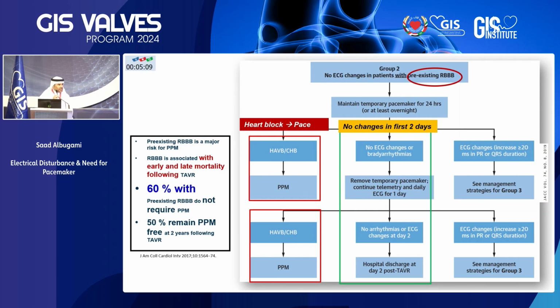Right bundle branch block is associated with late and early mortality. 60% of patients with pre-existing right bundle branch block don't require a pacemaker. 50% remain pacemaker-free at 2 years.